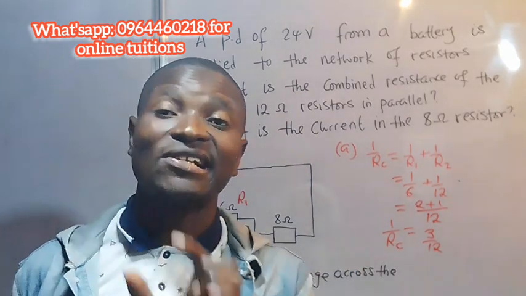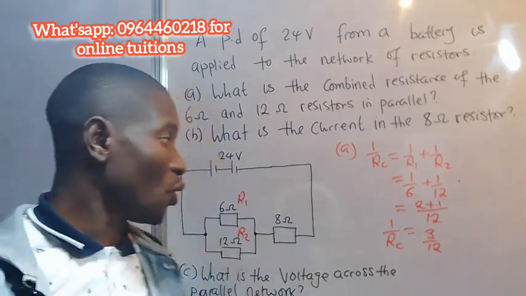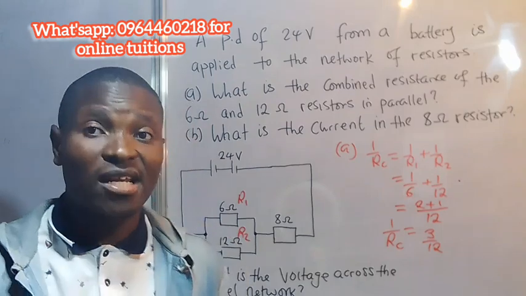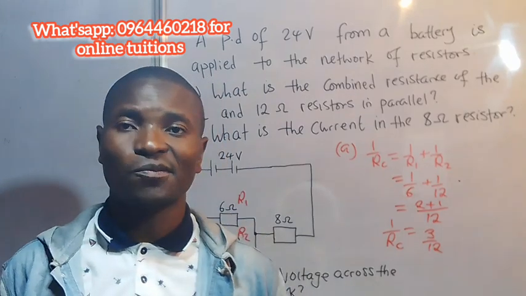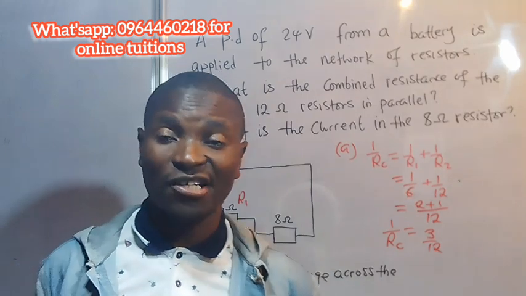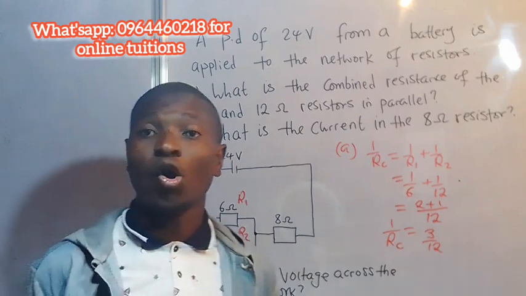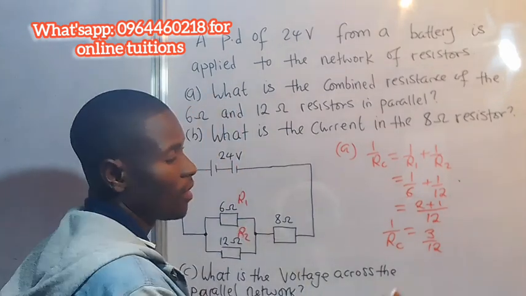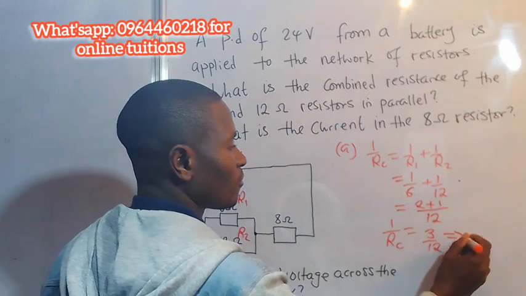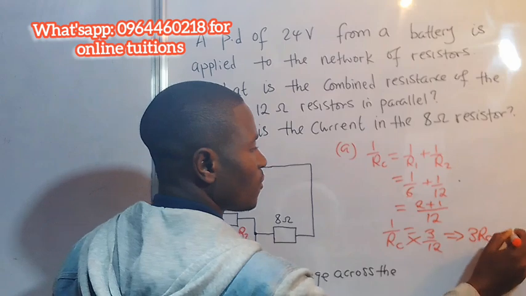I have just designated RC to be the combined resistance, so don't get confused about what RC means. RC is this combined resistance. Once you have this, you can cross multiply, so this is going to be 3 RC equals 12.